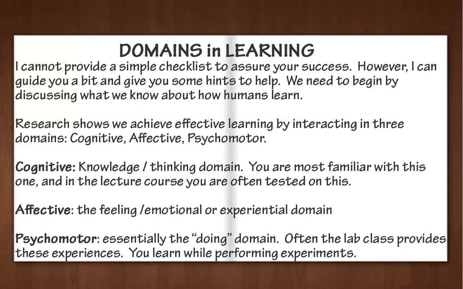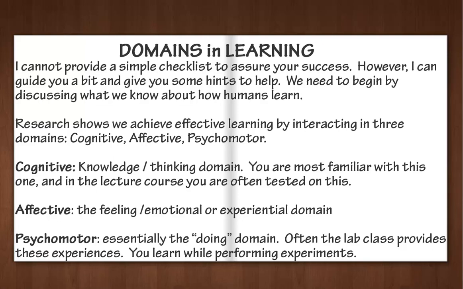So recent research in learning has uncovered that there are different domains, okay? There are really three different domains. There's the cognitive domain, the affective domain, and the psychomotor domain. Now, the cognitive domain, this is all about knowledge and thinking. I think you're the most familiar with this one, and oftentimes lecture courses will test you on this, your knowledge, what you have memorized, or your ability to think about something, okay? But there are other domains as well, which are also very important in learning.